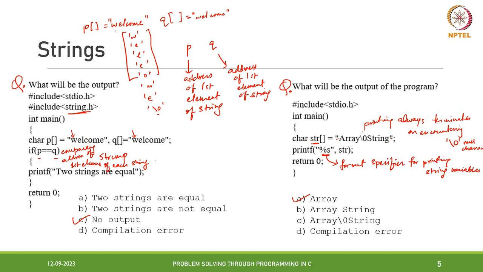Similarly here, you have put a null character in the string itself. On encountering the null character, the printing will stop there. It will not proceed any further. It will print only the part before the null character, which is array. So the output of the program is array. Is it clear?